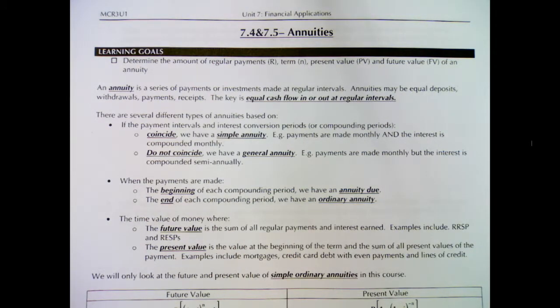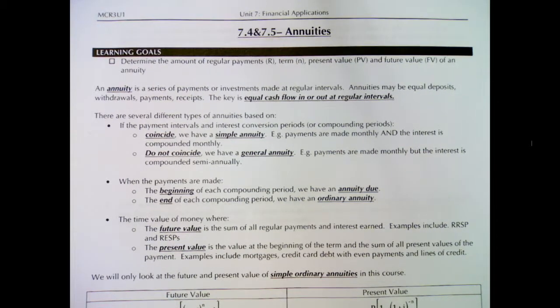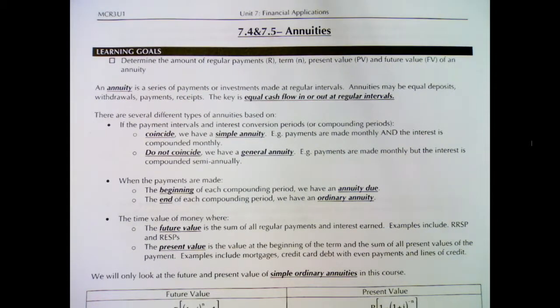When payments are being made at the beginning of each compounding period, that's called an annuity due. And when they're at the end of each compounding period, it's an ordinary annuity. And we'll be looking at ordinary annuities. So the only annuities we're doing in this course are simple and ordinary. Something you won't really have to worry about because they'll all be simple ordinary and we'll do them all the same way, but good background.